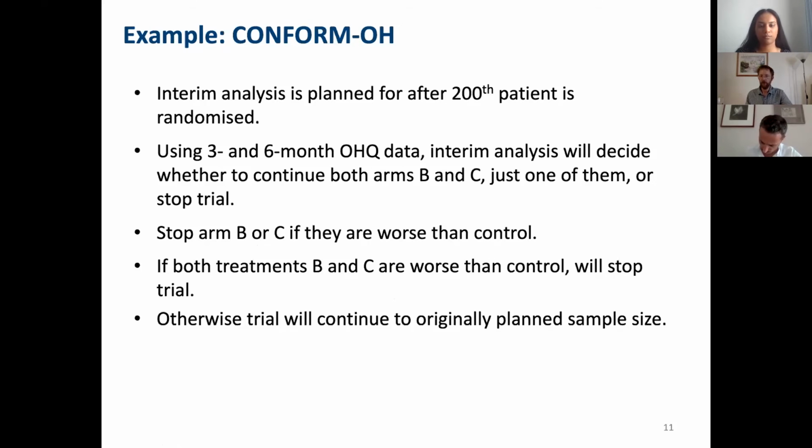Otherwise, the trial continues to the 366 planned sample size. Although if only one arm continues, then that arm will get more patients than it would have got if we continue both. So this is a fairly simple stopping rule. It's not saying that we stop if the new treatment is significantly worse. It's just if it's doing qualitatively worse than the control group.